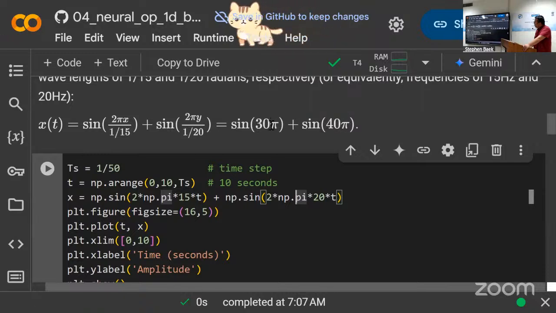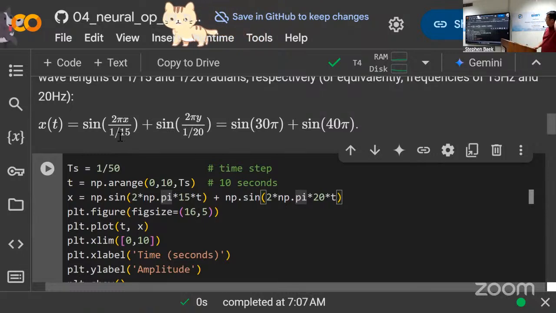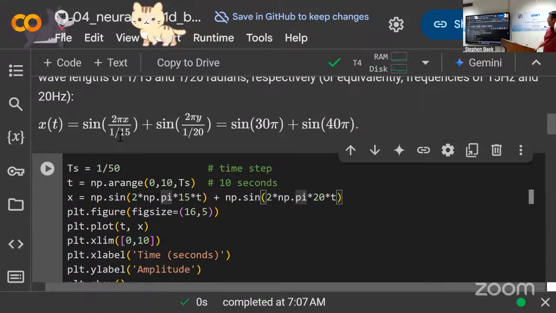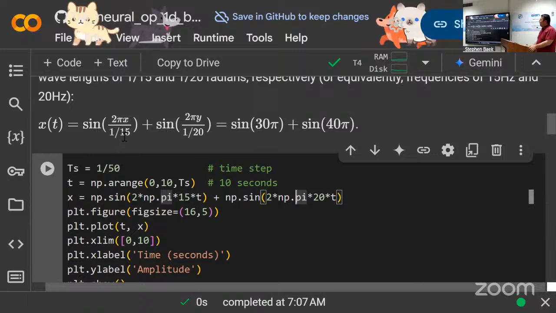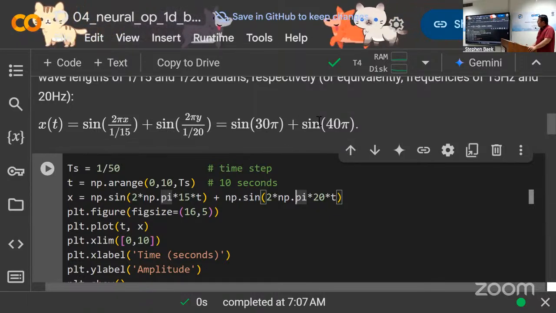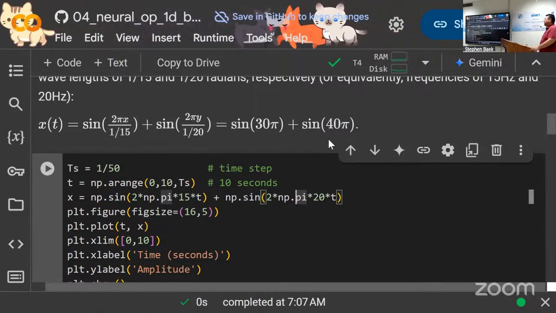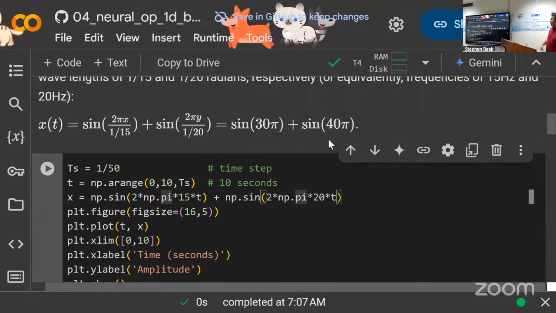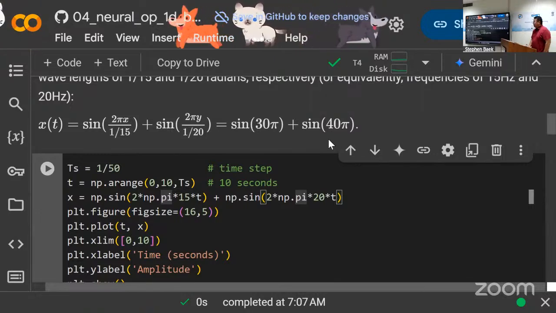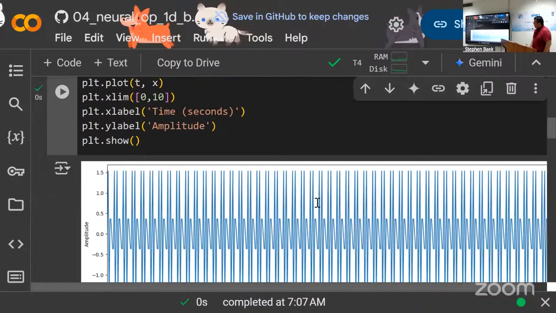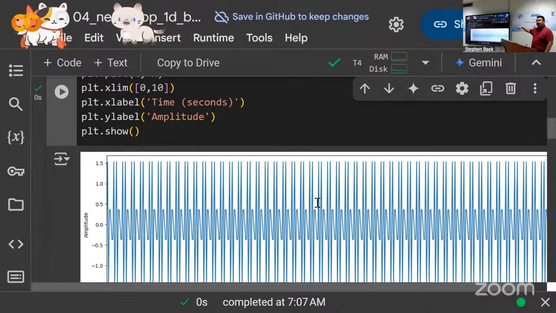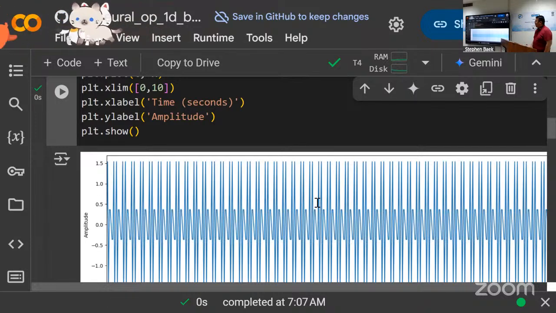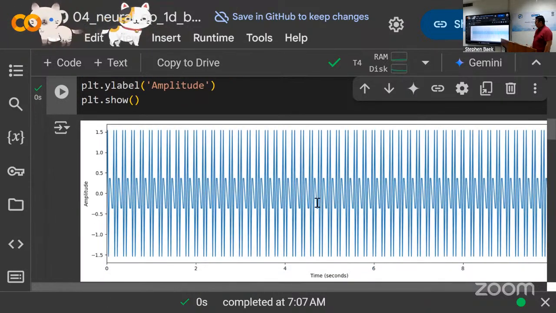But sine 30 pi t is essentially a signal with the frequency of 15, right? Is what's going on over here, and then sine 40 pi t is a signal with the frequency of 20, right? So it's a combination of two sine waves, one with the frequency of 15 and the other with the frequency of 20, is what you're seeing over here.